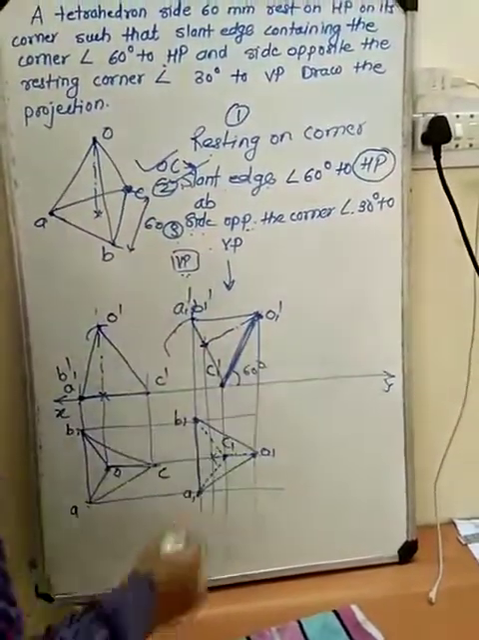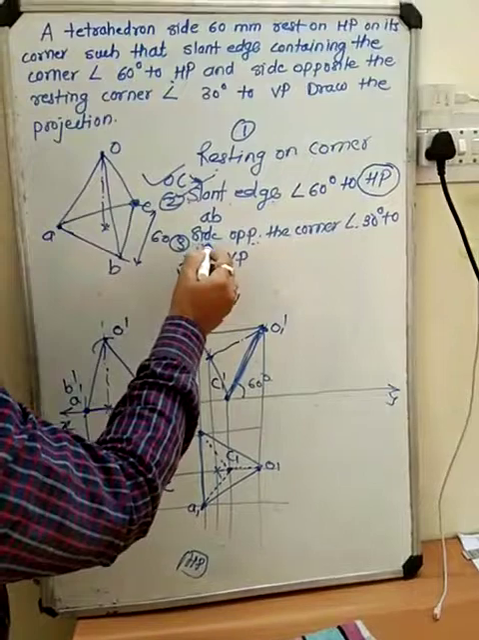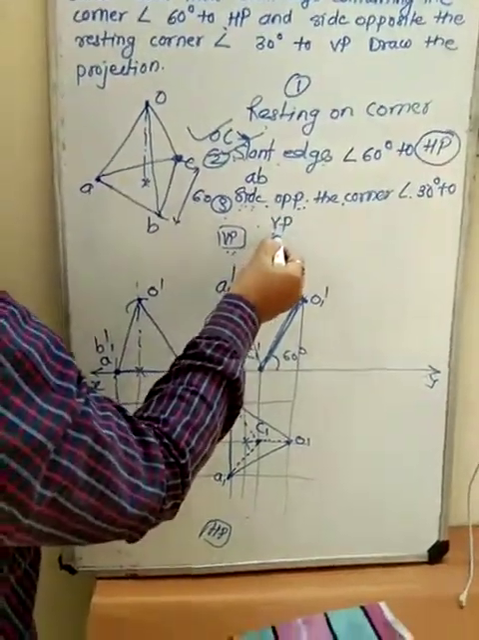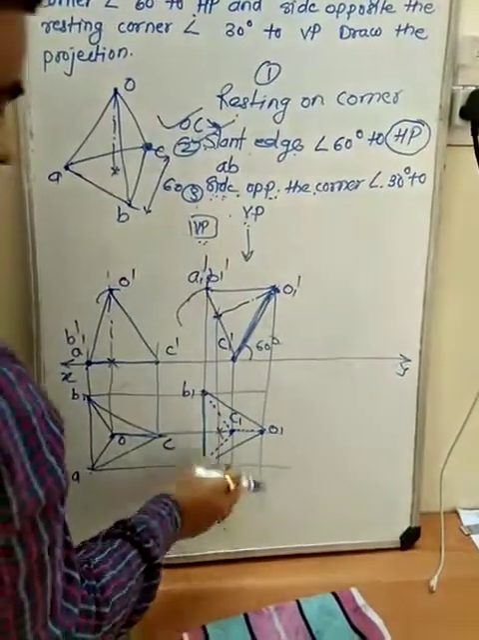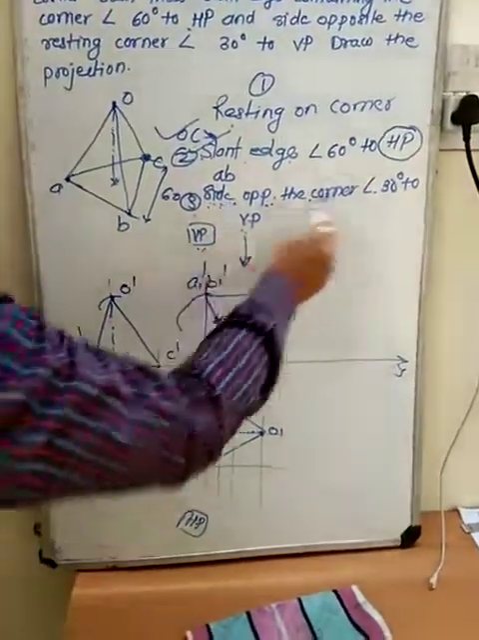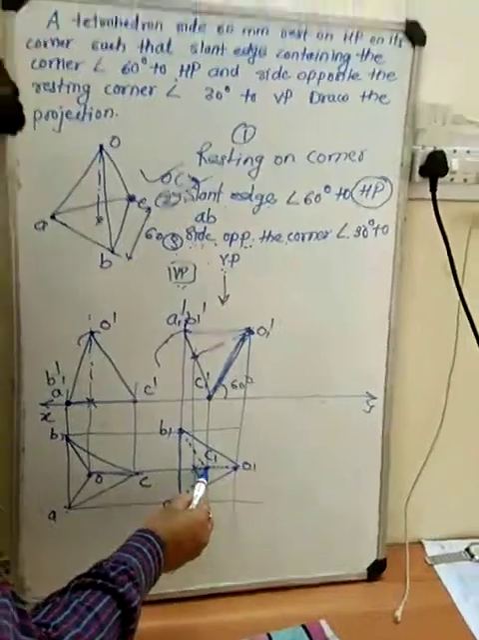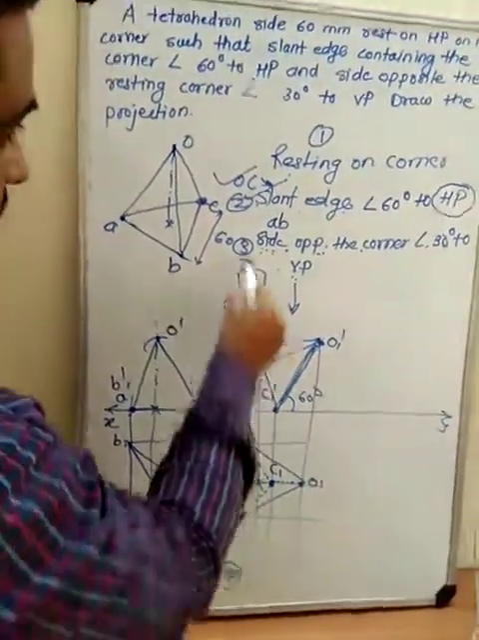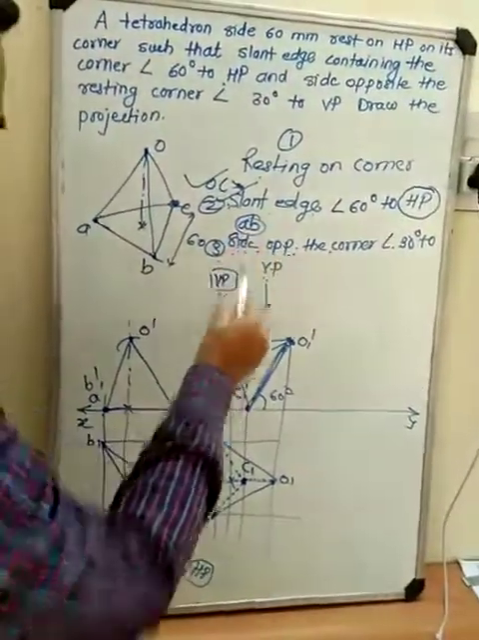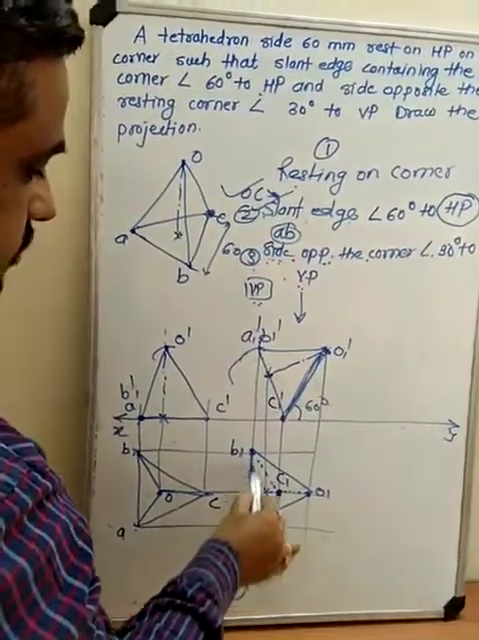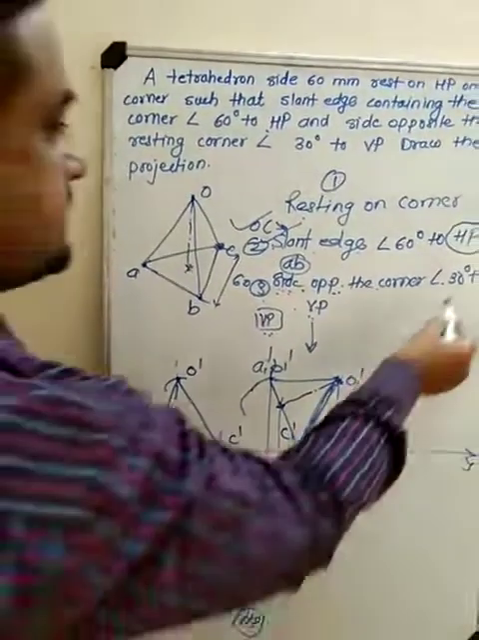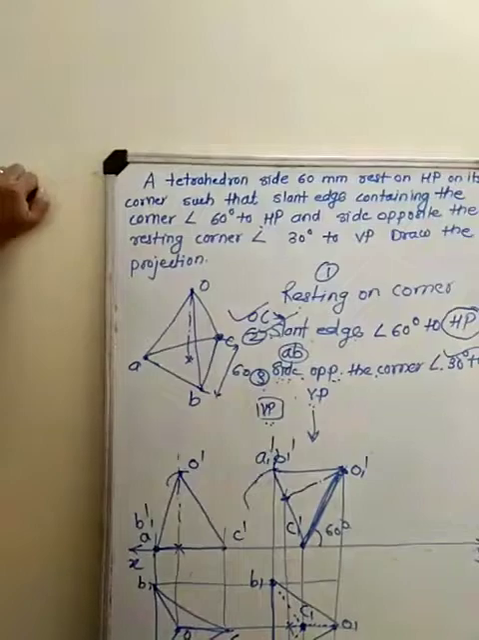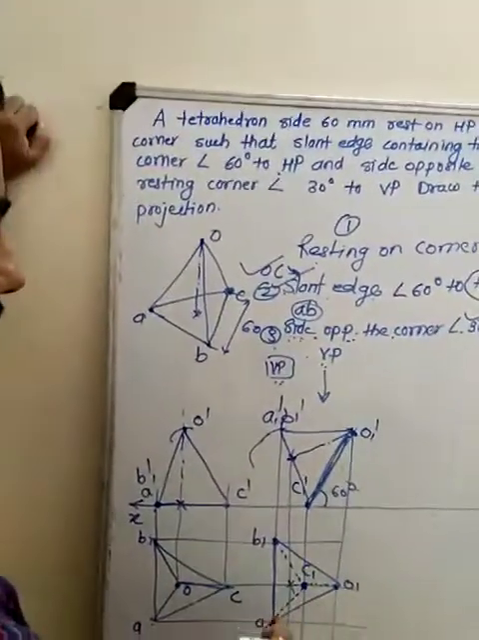Now the third step. In the third step, you will have to make the inclination of the side opposite to resting corner with VP. Now the inclination with VP you will have to plot on HP. That means you will have to find the side opposite to resting corner. As C is the resting corner, the side opposite to resting corner is AB. So you will have to make the inclination of AB with VP, and that is 30 degrees. But these are the true angles. So you will have to find whether AB is true length or not.